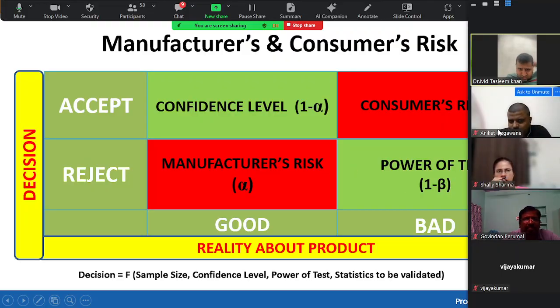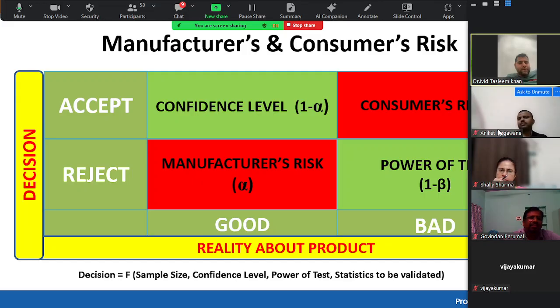Okay, I will give you one example. Suppose we go to the grocery shop, we want to purchase a bag of rice, and we draw a sample from the top of the bag, and based on that sample, we make a decision about the whole bag. Yes or no? True. And therefore, there is always a risk involved that the decision might be true, or might not be true.